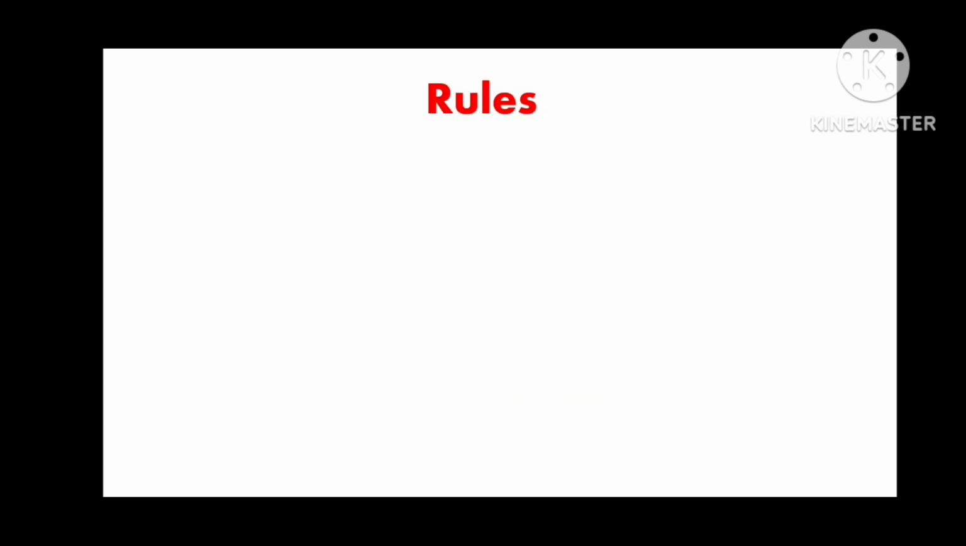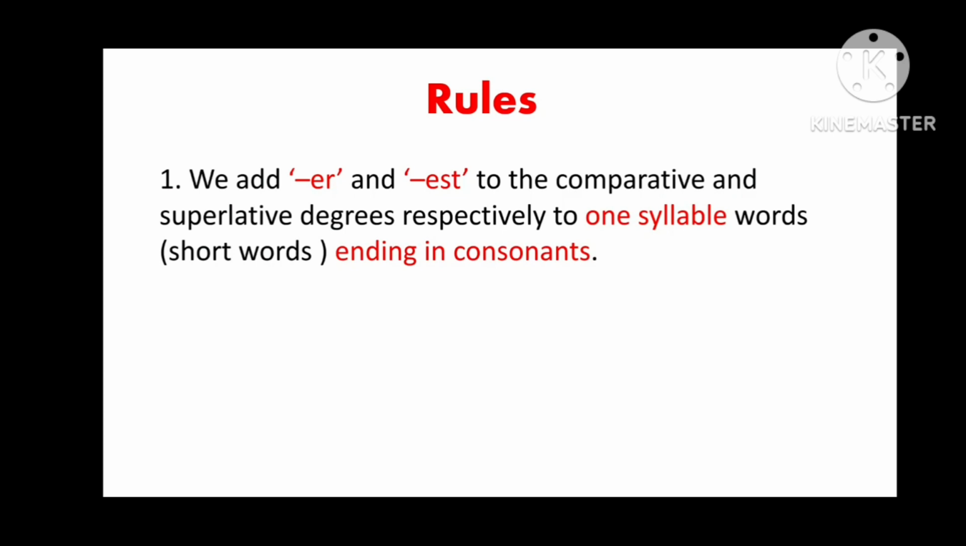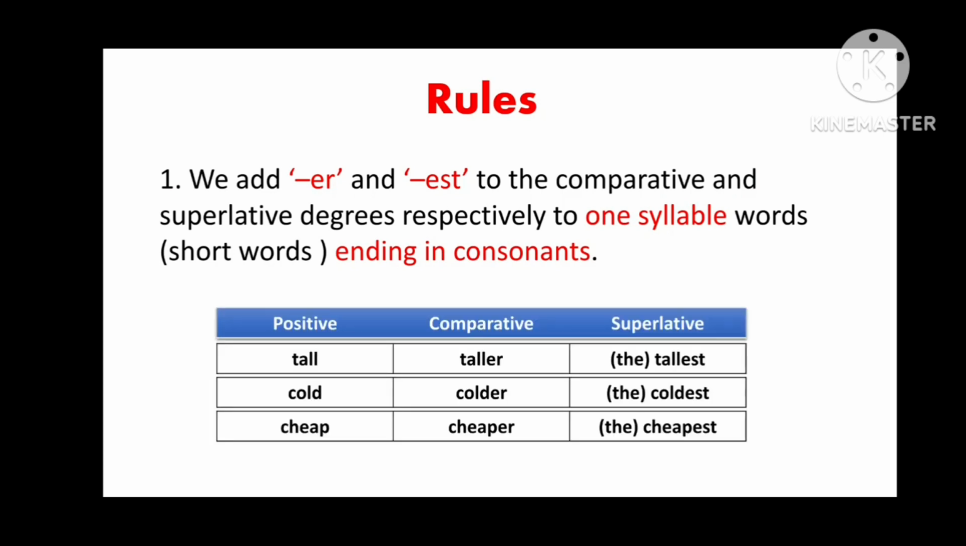Now let's see some rules of writing comparative and superlative degrees. First rule, we add er and est to the comparative and superlative degrees respectively to one syllable words ending in consonants. One syllable words are very short words in which we do not take any pause or break while pronouncing the word. For example, tall, comparative degree will be taller, and superlative degree will be tallest. Superlative degree is always preceded by the, so we can also say the tallest. Cold, colder, the coldest. Cheap, cheaper, the cheapest.